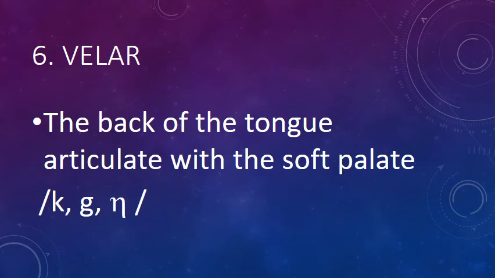Sixth is velar. The back of the tongue articulates with the soft palate. Velum means soft palate. So for the velar sound, the tongue articulates with the velum, and that causes the production of the velar sound. What are the velar sounds? There are k, g, and ng. If you produce those sounds, you can find that your soft palate is moving or articulated to make the sounds of k, g, and ng.